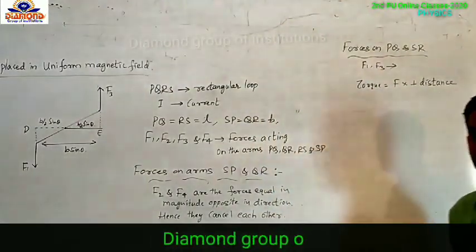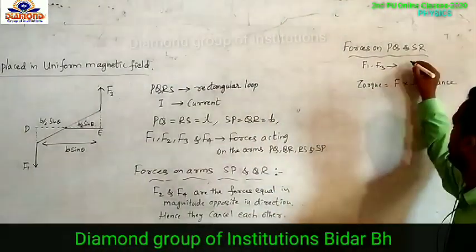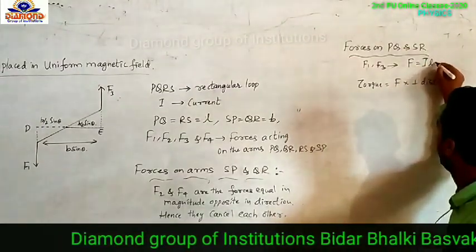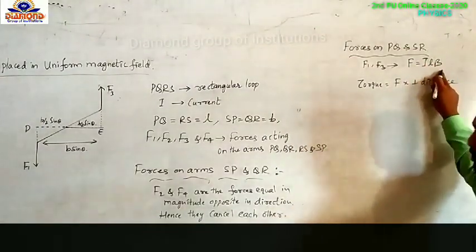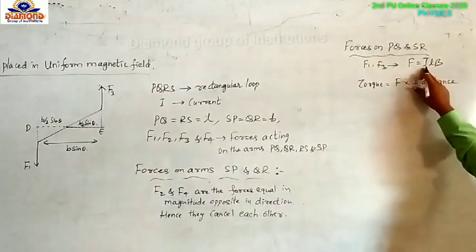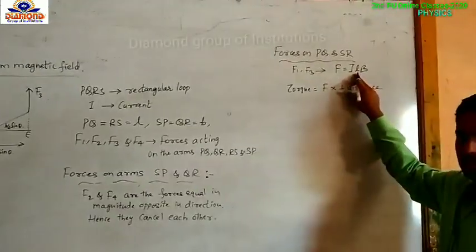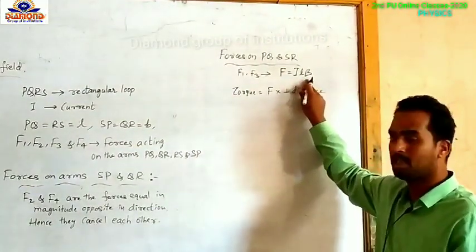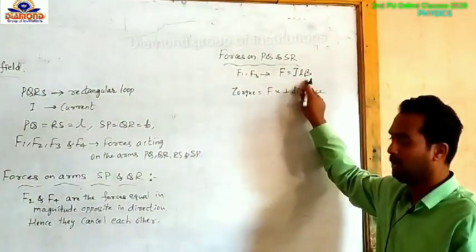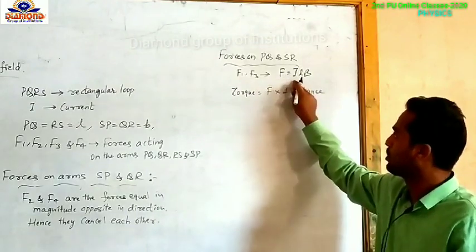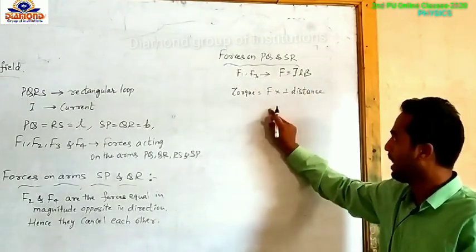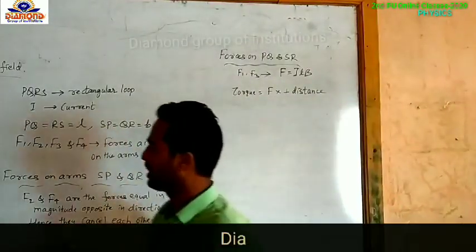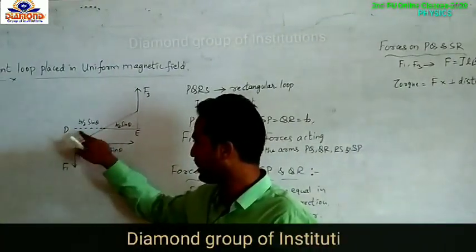You can take any force, the force expression we already know, F equal to I into L into B. What is I? Current. What is L? Length. And that current loop is kept in a uniform magnetic field. How much is the magnetic field here? B. So this is the force we can replace here, and we want which distance here? Perpendicular distance. So the perpendicular distance here we can see is DE.